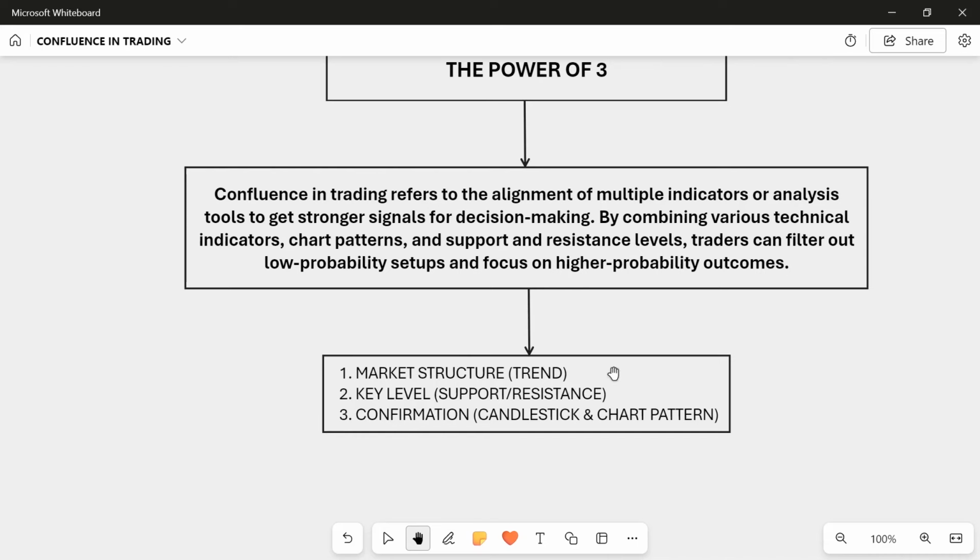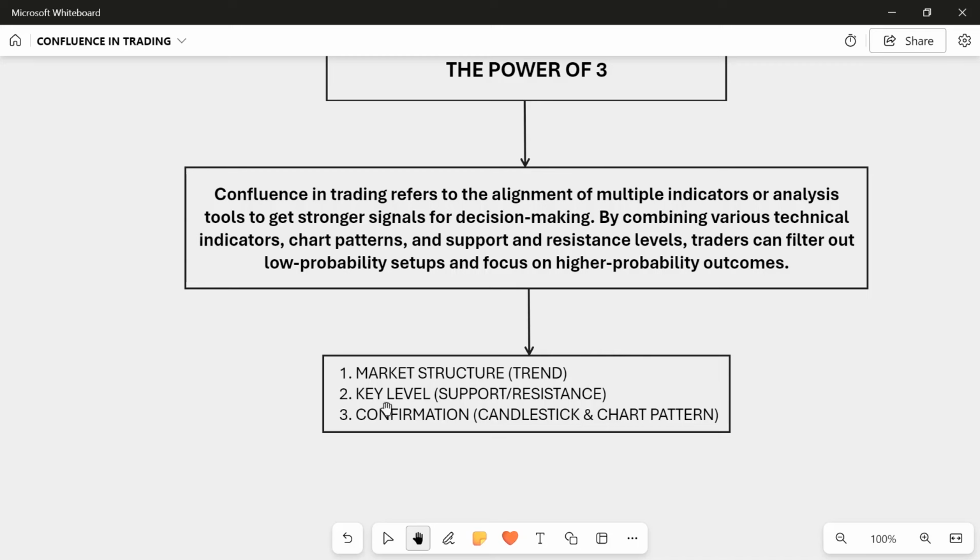All right, so market structure can be looked at from the perspective of what is the trend of the market. By now you should know how to identify a trend in the market. So that's actually market structure. We'll look at it again once we go into the charts.